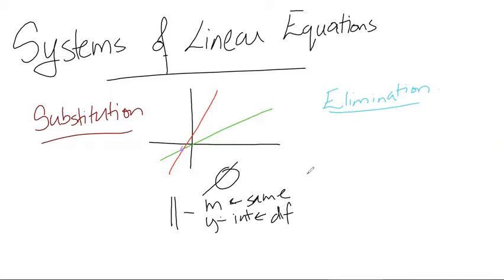If, on the other hand, the y-intercept was the same, and the slope was the same as well, in that case, you would be getting the exact same equation for both of them, and as a result, you would have an infinite number of solutions. So in this one, you would have both m and the y-intercept the same in both equations.